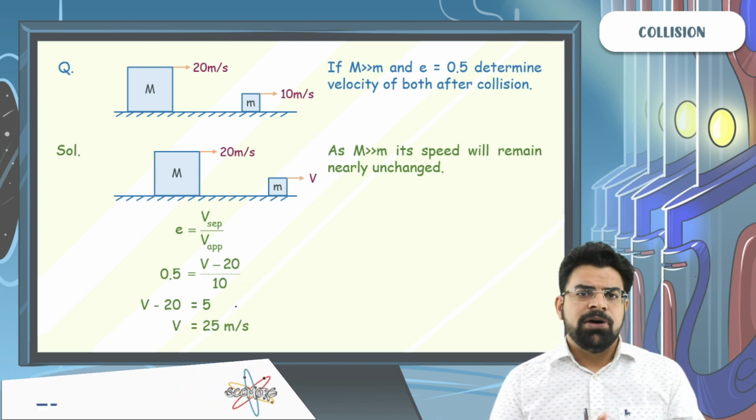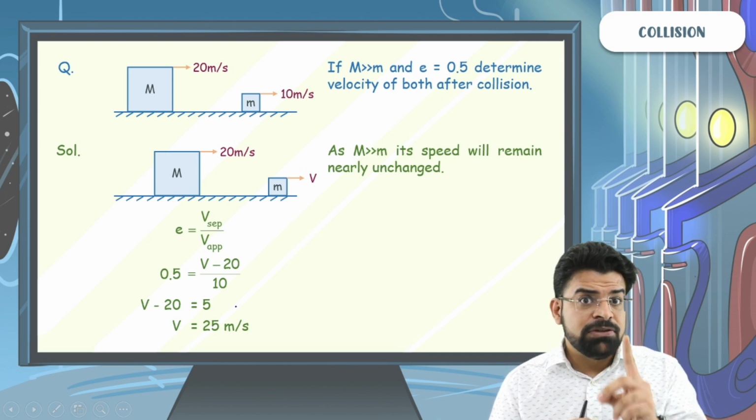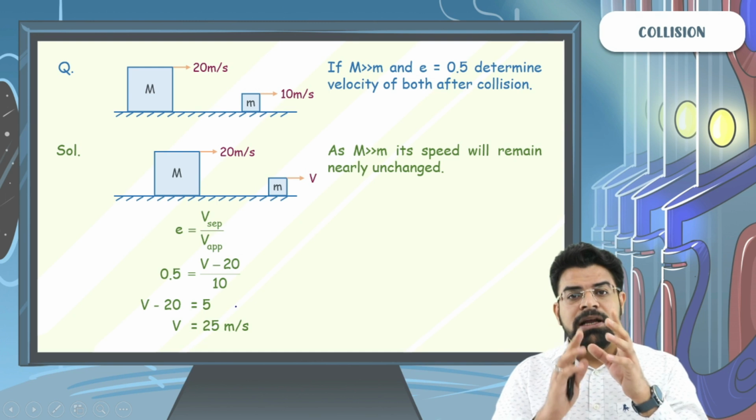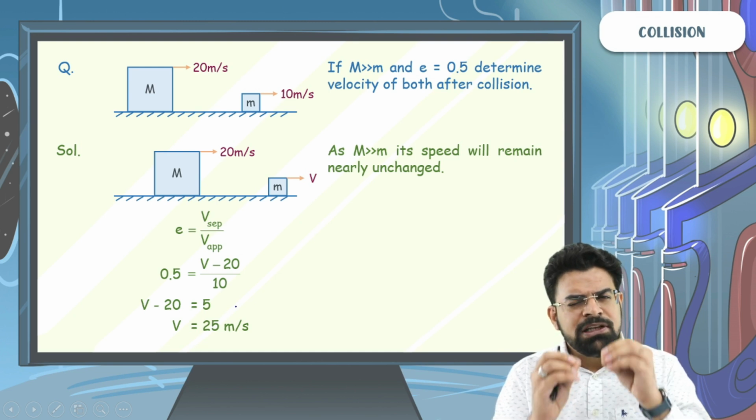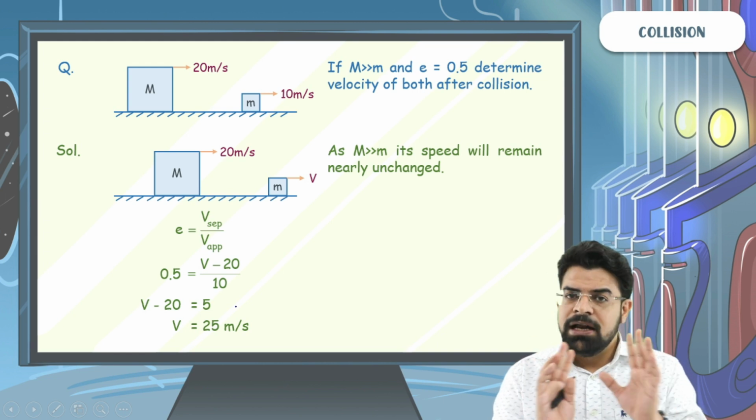So just remember, if one mass is way heavier than the other mass, then assume that this heavier mass moves with nearly the same velocity after the collision. And the questions are easy.